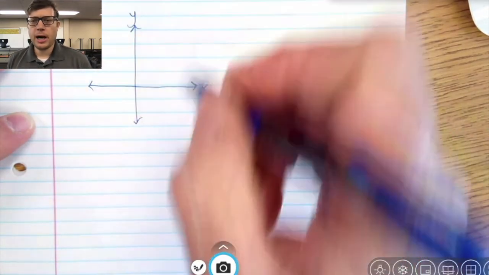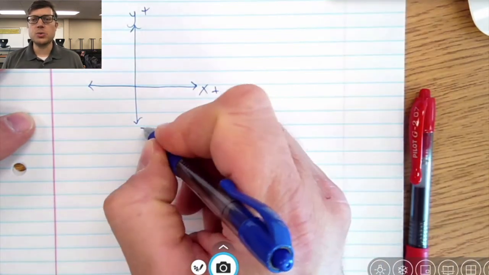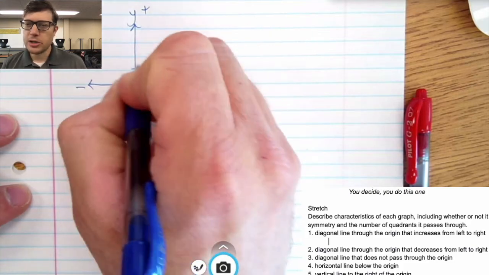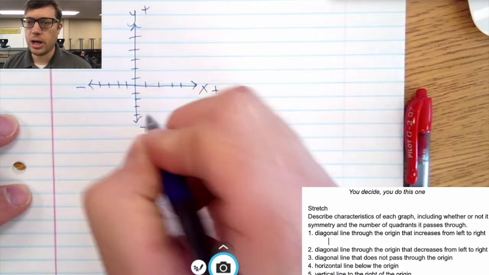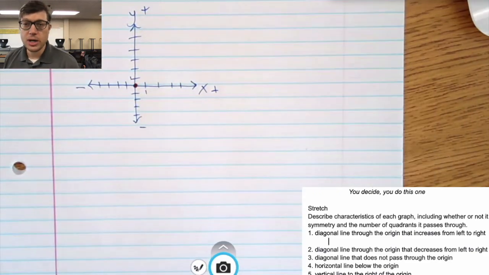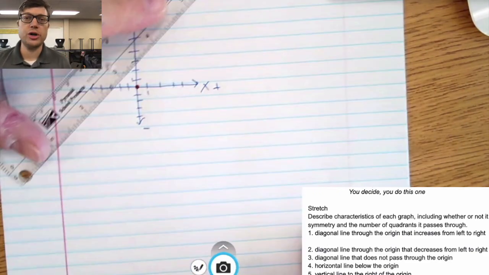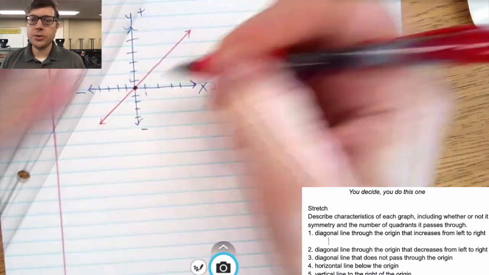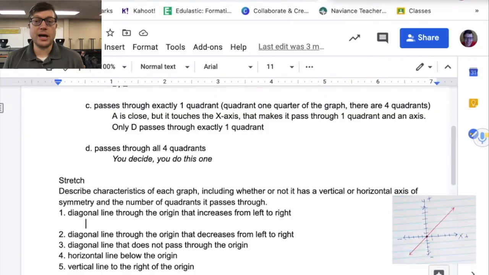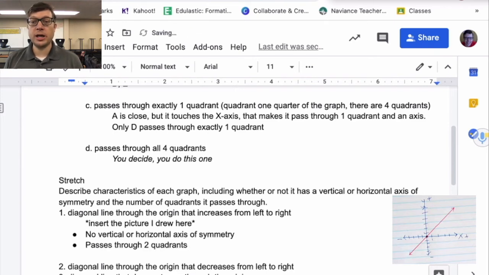Okay, I decided that I was going to sketch this one out by hand as I answered the question. It says, describe characteristics for each graph, including whether or not the line has a line of symmetry, the number of quadrants. To answer this, I created a diagonal line through the origin, and it increases from left to right. So there's my quick sketch. I took a picture of it, and I added it to the Google Doc, or certainly added it to this video. You need to add or insert it.